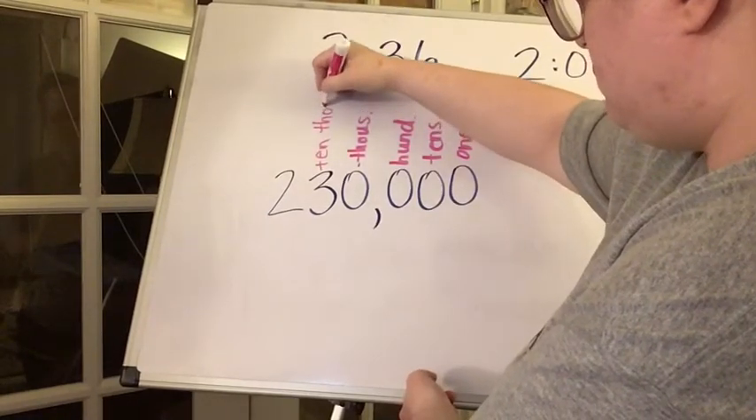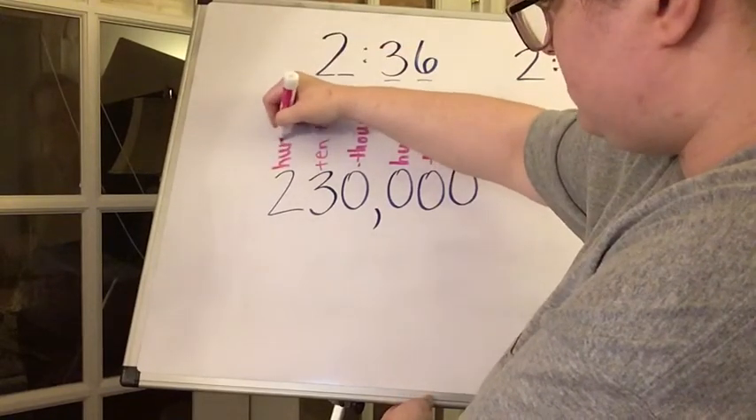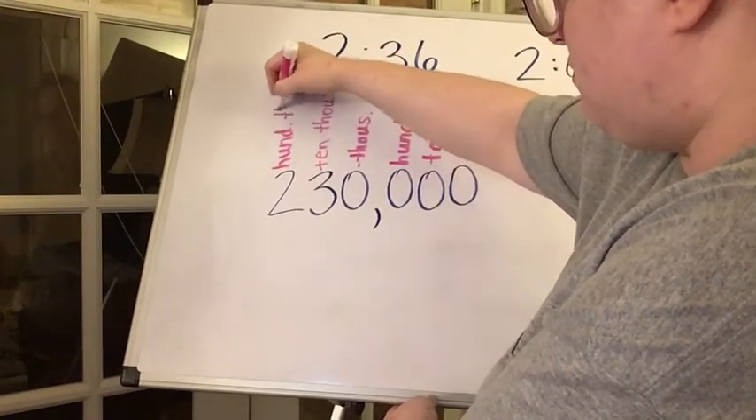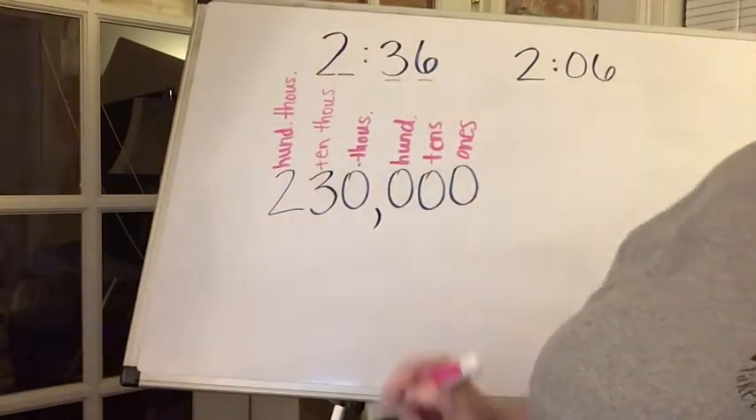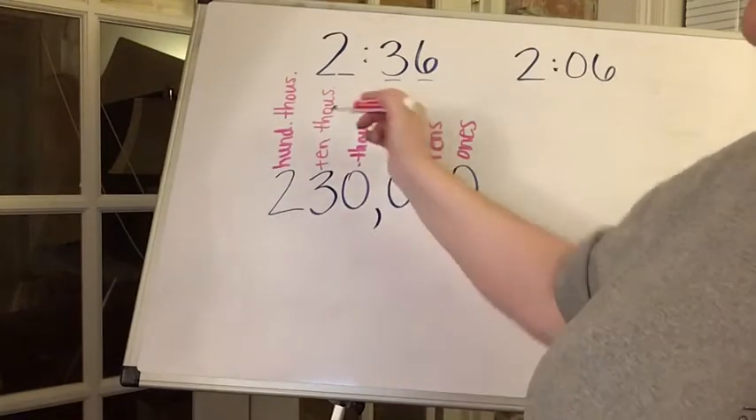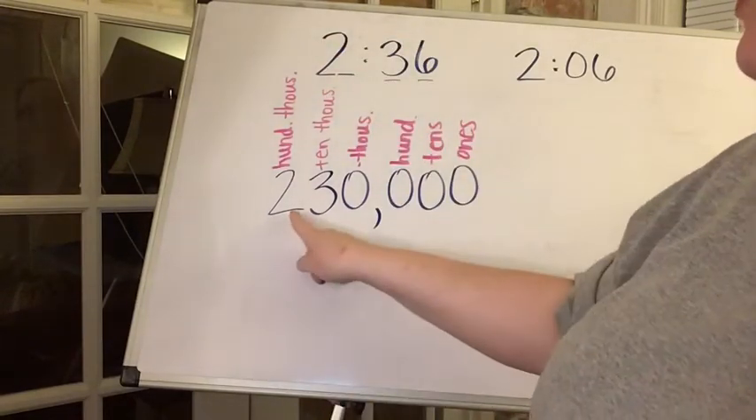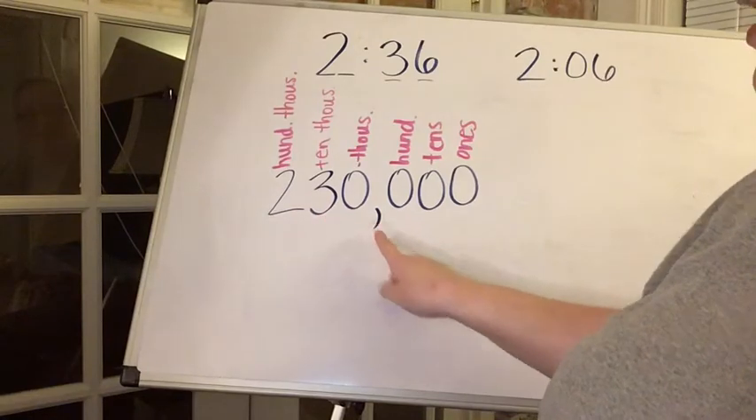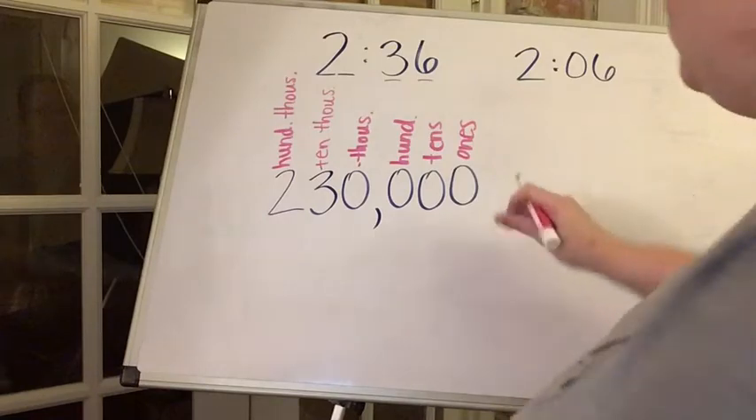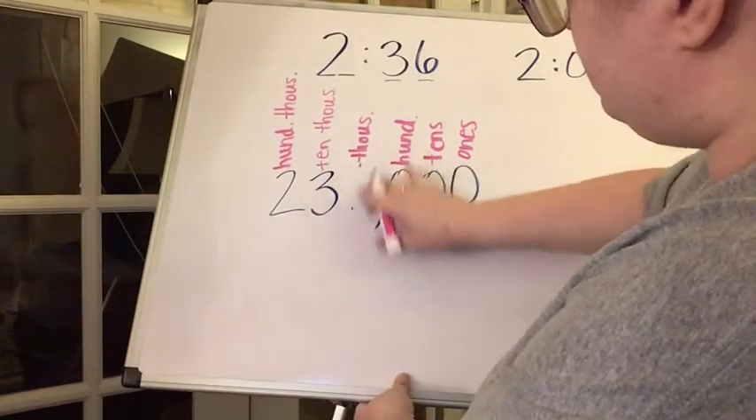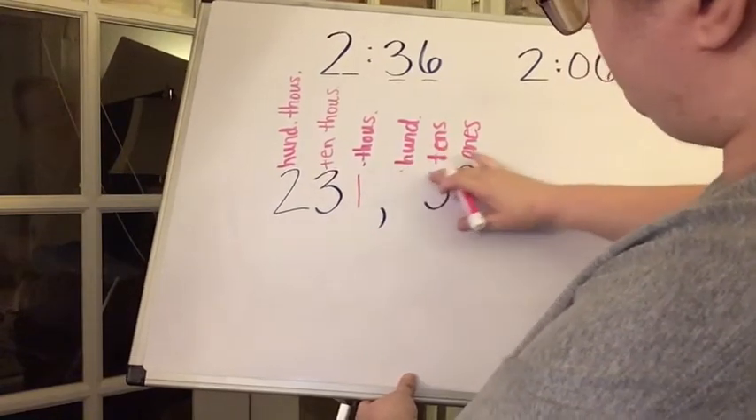The next one is 10,000. And this last one is 100,000. Okay, and if you go past that, it's the million. But right now we're just gonna go to 100,000. So let's read this number. 230,000. That's it. But if I change some of these numbers, let's change it up completely.